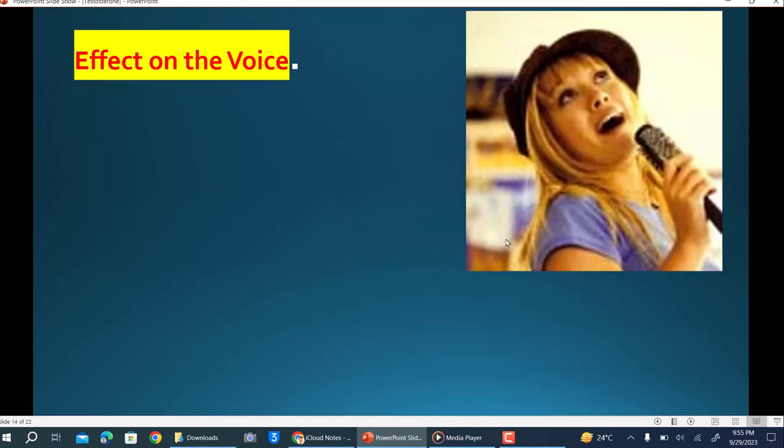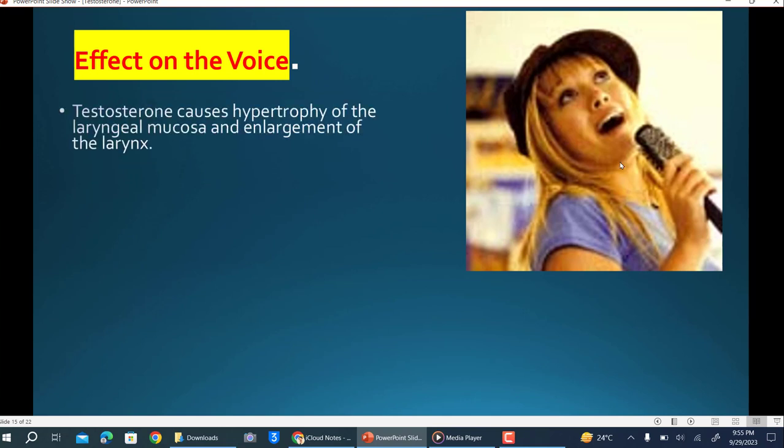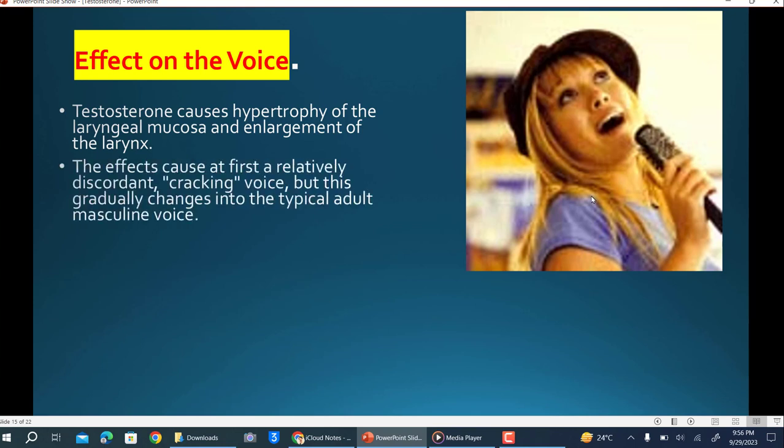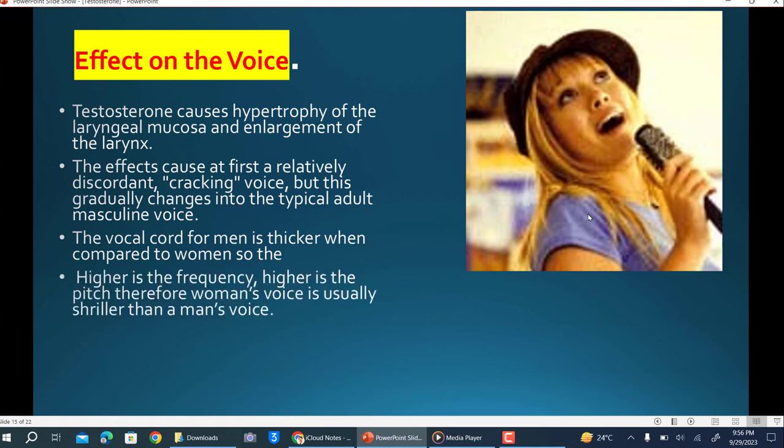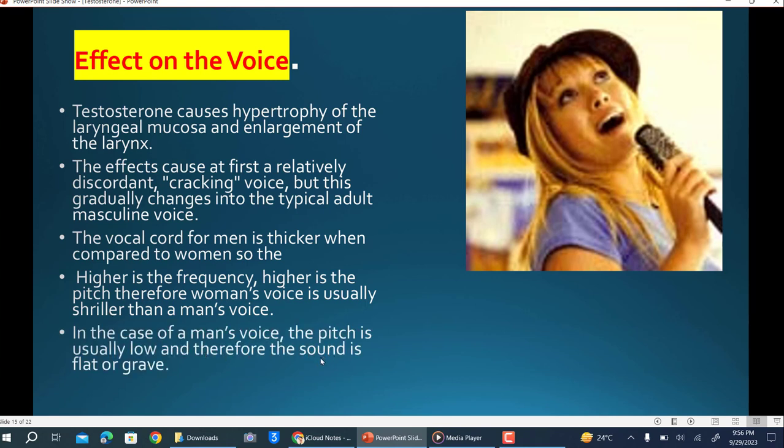Effect on voice. Testosterone causes hypertrophy of the laryngeal muscle and enlargement of the larynx. The effect causes at first a relatively discoordinated, cracking voice, but this gradually changes into the typical adult masculine voice, thicker when compared to women. The higher the frequency, the higher the pitch. Therefore, a woman's voice is usually shriller than a man's voice. In the case of a man's voice, the pitch is usually low and therefore the sound is flat and grave.